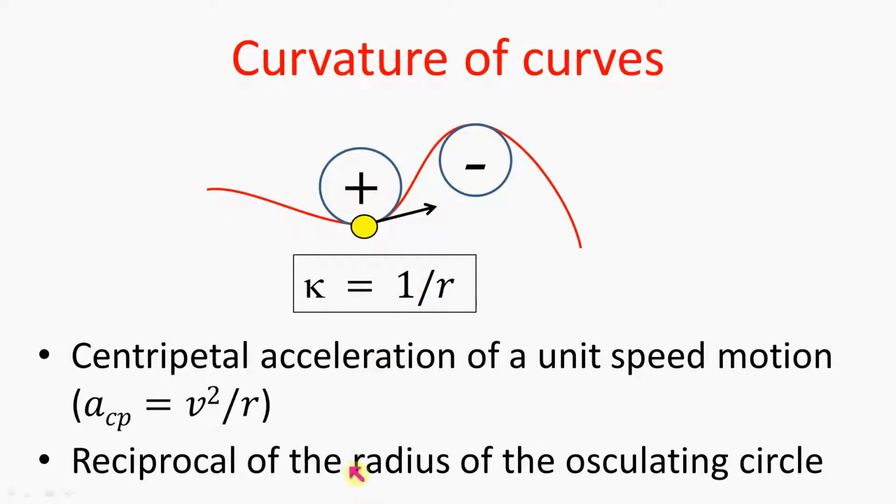We can see that the 2 definitions are equivalent by considering the centripetal acceleration of a unit speed motion. According to the formulae of circular motion, the centripetal acceleration is the velocity squared divided by the radius. If the velocity is 1, then the acceleration itself is just the reciprocal of the radius. When we are traveling along a path, it's different to turn left or to turn right. We can express this information by assigning a sign to the curvature, and we can say, for example, that if we turn left, then the curvature is positive, and if we turn right, the curvature is negative.